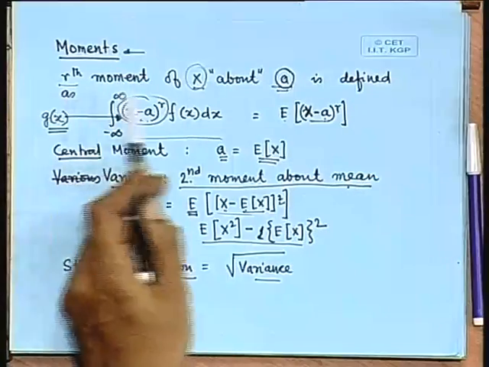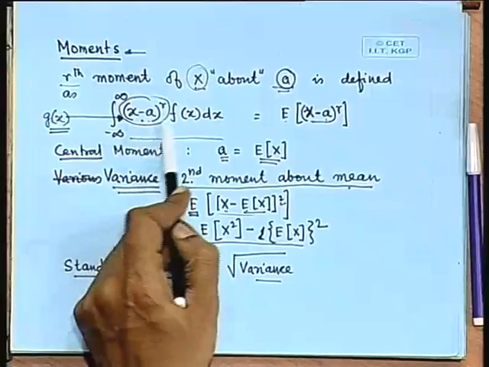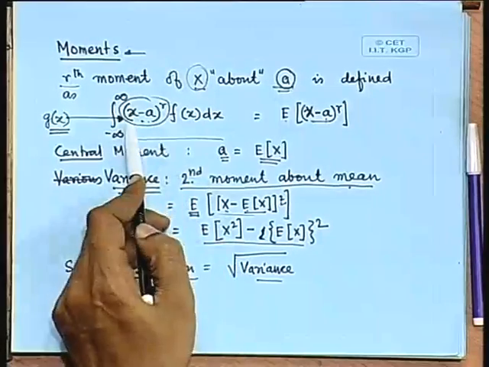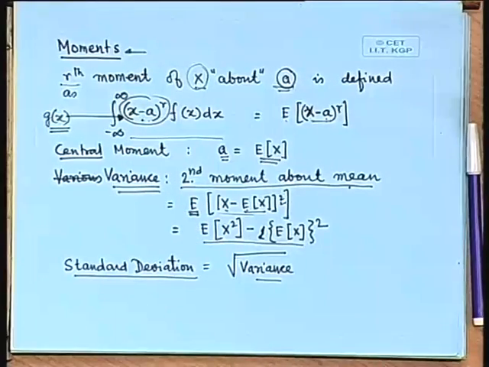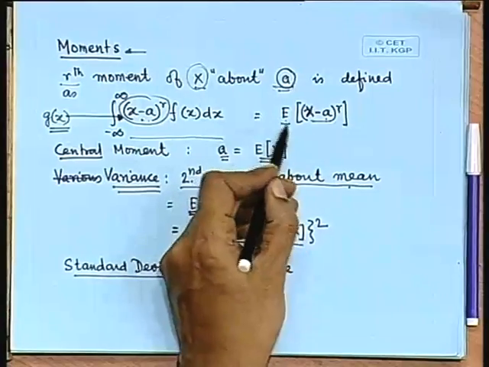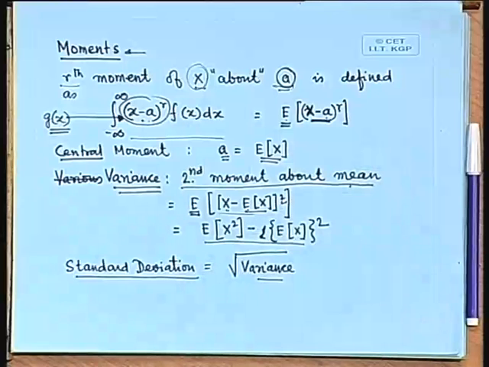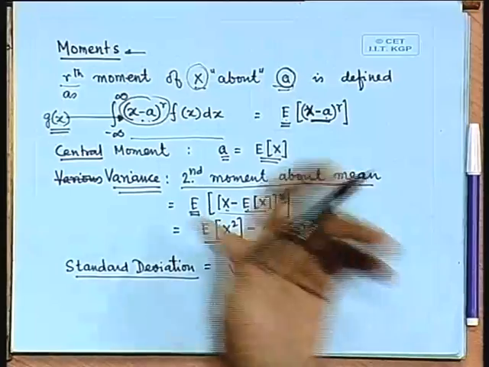The rth moment of x about a is defined as follows: when you put this g(x) and take the expected value of that g(x), it is nothing but the expected value of (x minus a), this random variable, whole to the power r. Now, typically, where do we choose a?